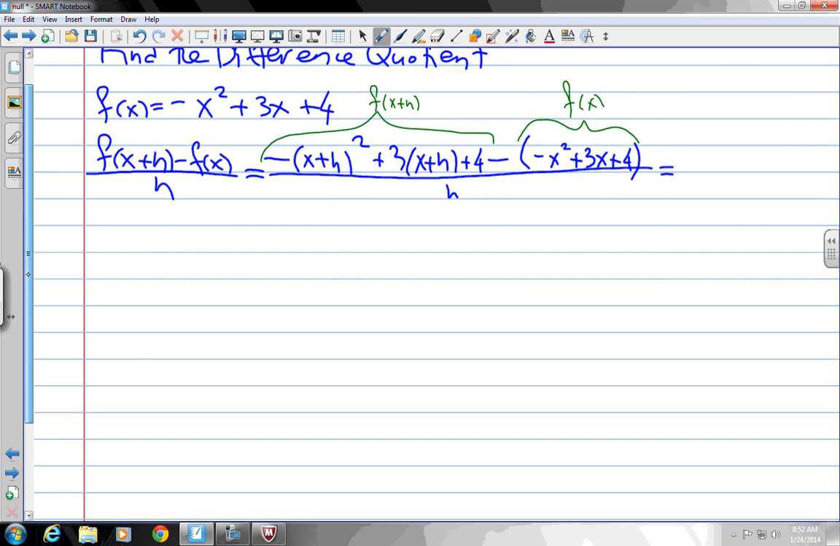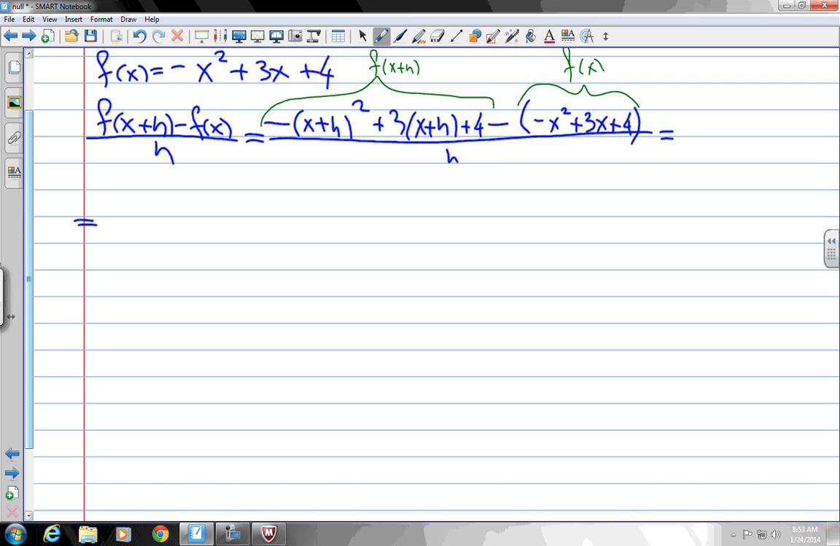You can all do it your own way, but I know when you square a sum, you get x squared plus 2xh plus h squared. With the minus up front, I'm going to distribute the minus, so it's negative x squared minus 2xh minus h squared. So that's squaring and distributing a negative at once, then plus 3x plus 3h plus 4. Then distribute the negative, so it's plus x squared minus 3x minus 4.